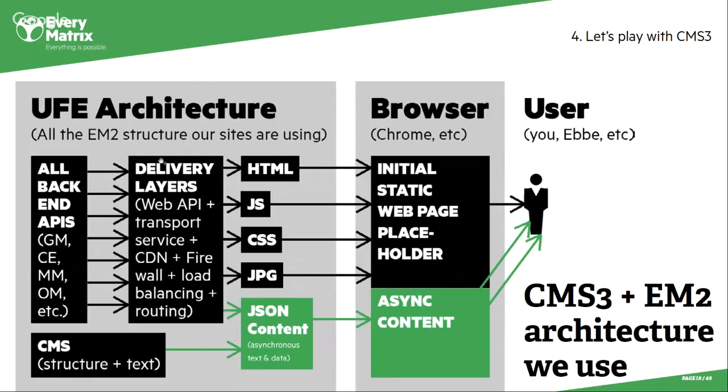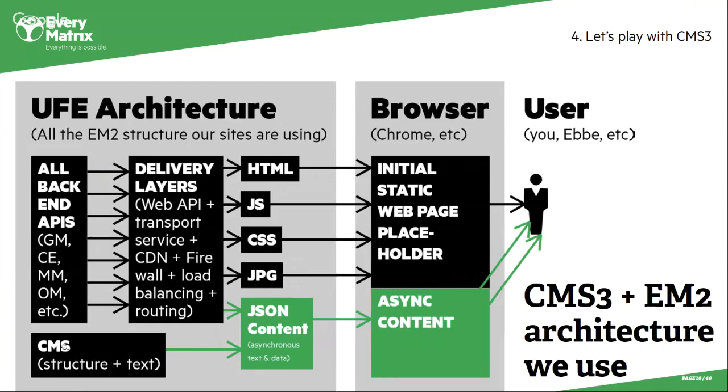The point is that the delivery layers are several layers which combine the information from all the APIs and transport it to the end user. Also, there's a CDN and the firewall and the load balancing and the router part to these layers. And basically, the end result is that through these delivery layers, we get HTML, CSS, JavaScript, and images, and they get rendered into the static web page, which is a placeholder for the content.